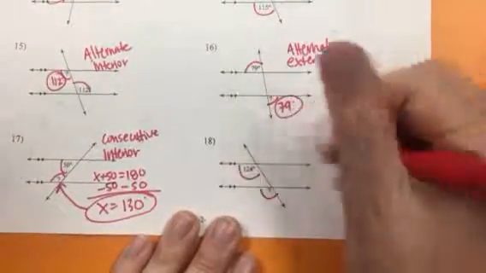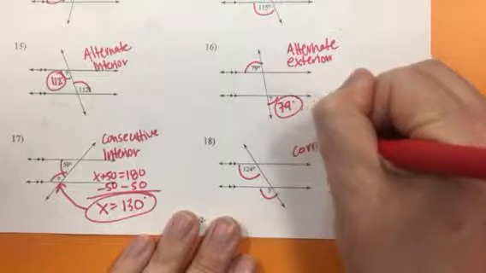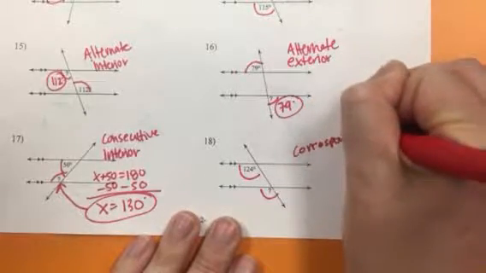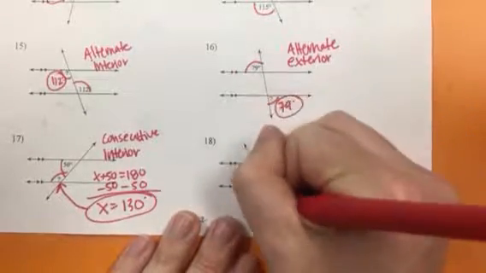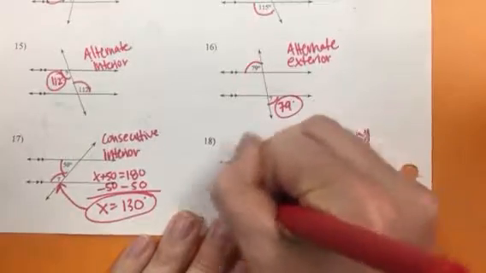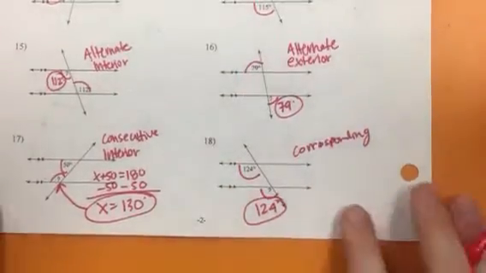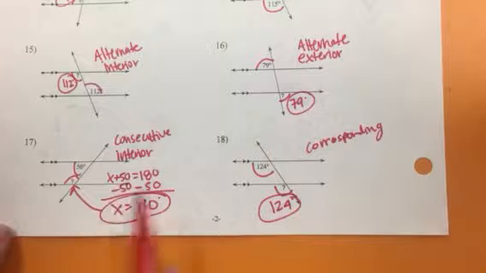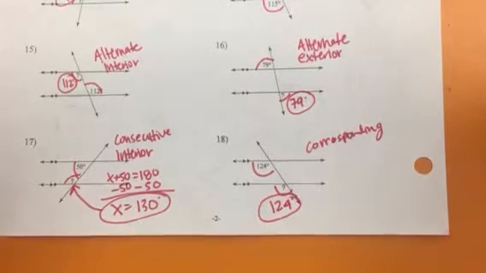Bottom left, corresponding, which means they're the same size, so this angle will be 124. Make sure on your homework that you show your work whenever they should equal 180 degrees. And that is how we label transversals and solve for missing angles.